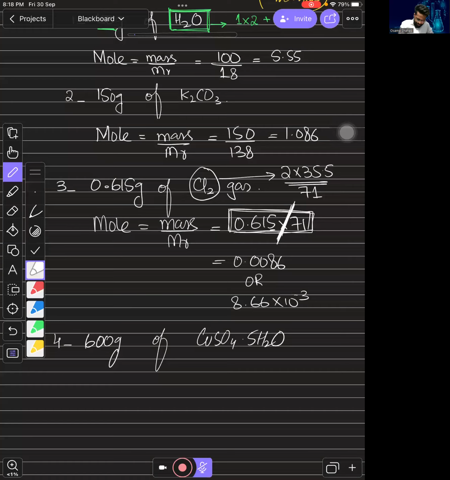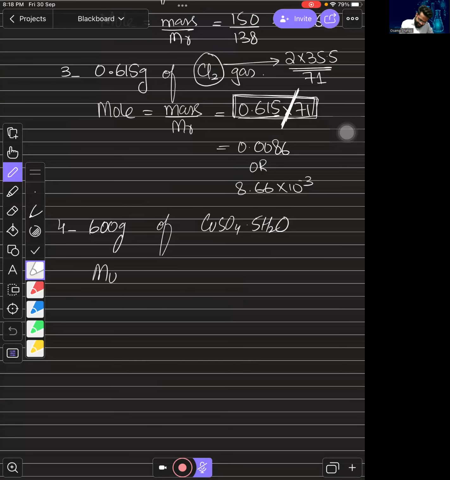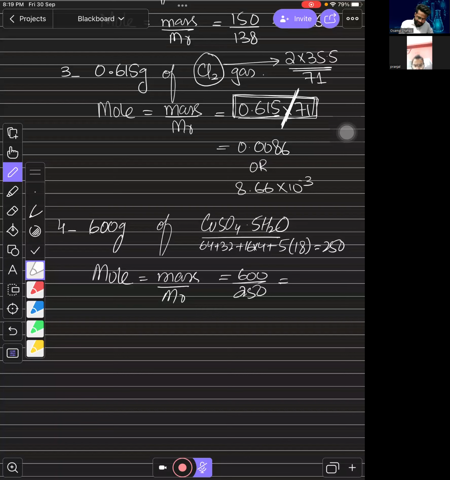When you find out the number of moles from mass, it is mass over MR, right? So what is the MR of copper sulfate dot 5H2O? It is 64 plus 32 plus 16 into 4 plus 5H2O. So it will give you 250. So 600 divided by 250 will give you what, children? It will give you 2.4. Is that right? Yes, sir.